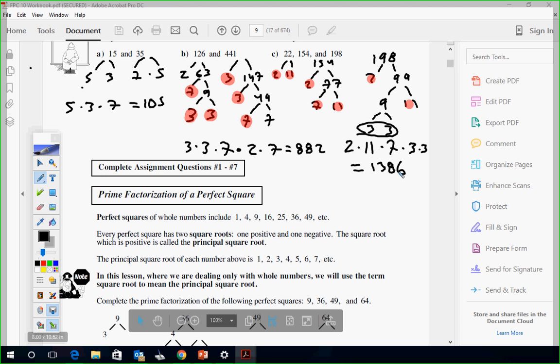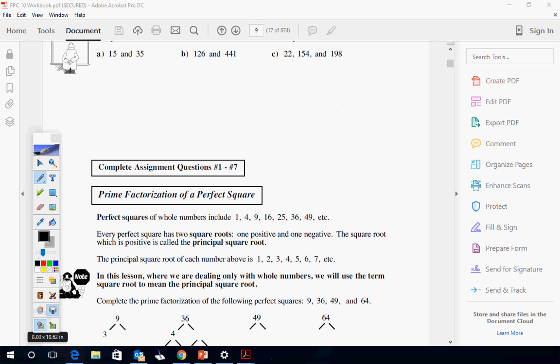Okay? All right, so then prime factorization of perfect squares moving forward. So what is a perfect square? Does anybody know? Perfect square, what is that? Number that has a square root. Correct, a whole square root.